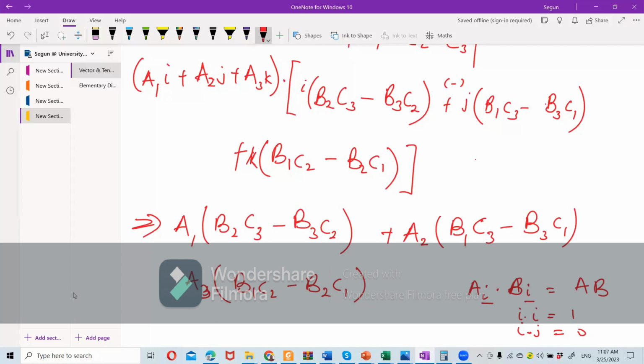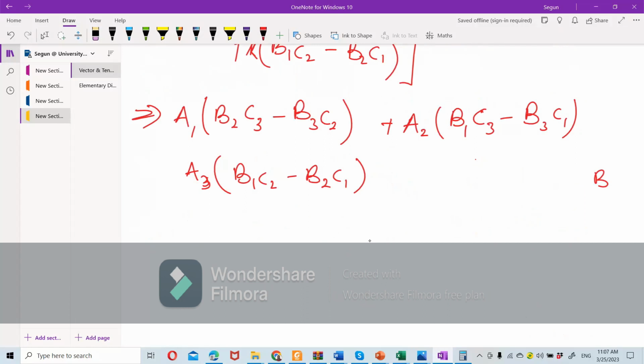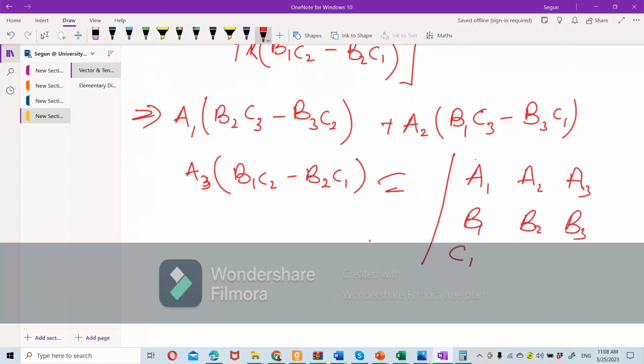So now what it simply means is equal to A1, A2, A3, B1, B2, B3, C1, C2, C3.